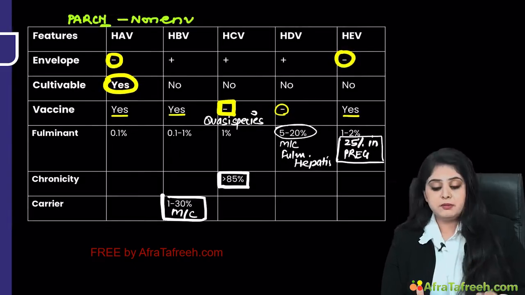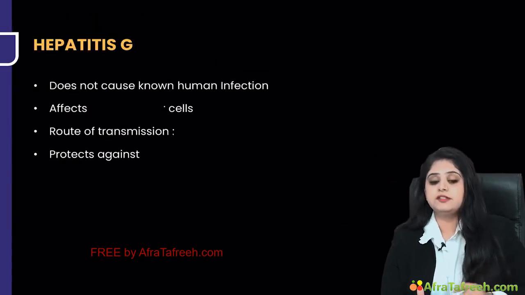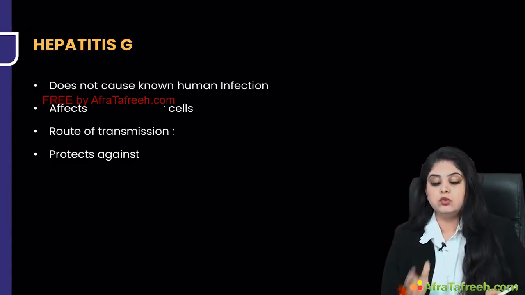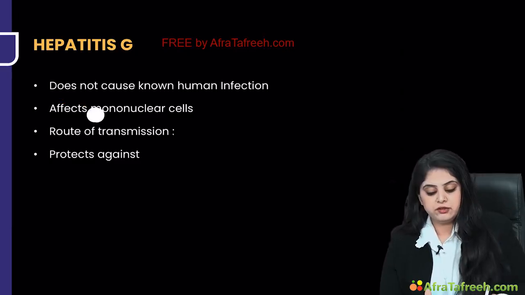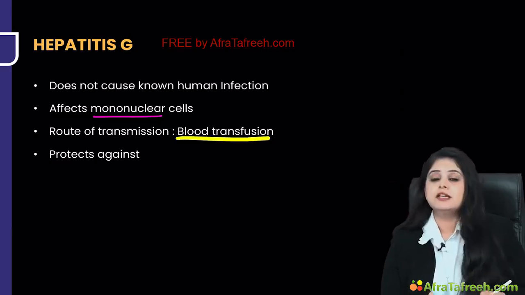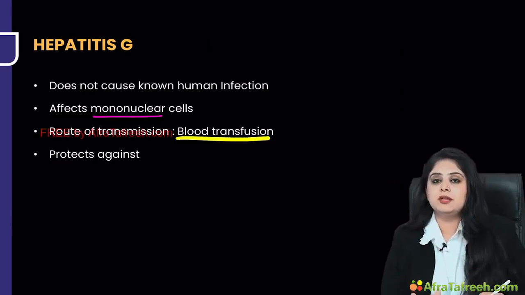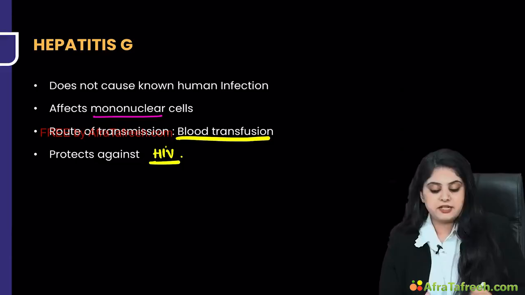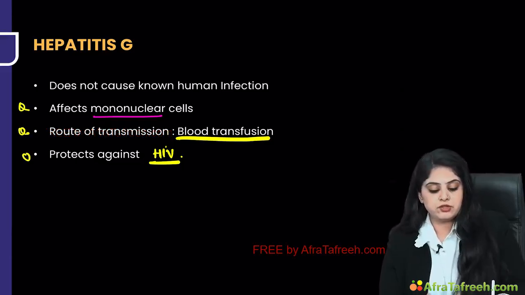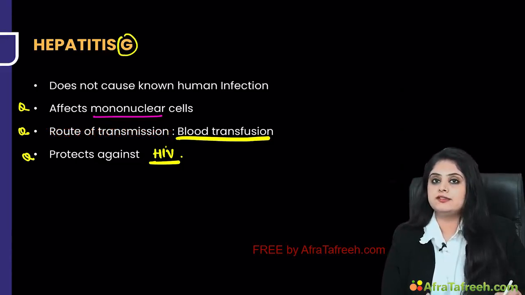Now you've understood the table, but did you notice other than A, B, C, D, E in medicine, you are also taught something called hepatitis G, although it is not known to cause any human infection, of course. But can it enter the cells? Yes, it can enter the mononuclear cells of the body. How will it enter our body? By means of blood transfusion. So hepatitis toh nahi karta, but actually can it be protective against something? Yes, it is said to be protective against HIV. So these are some potential questions on hepatitis G that could be asked in the paper.